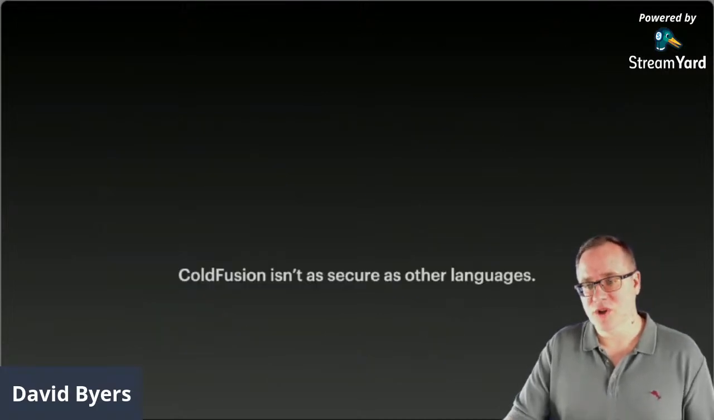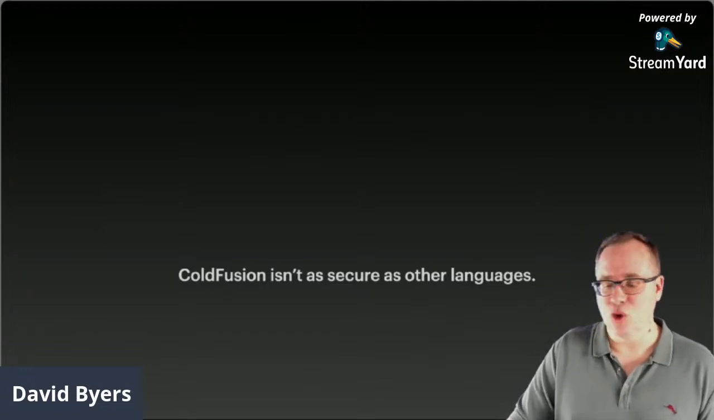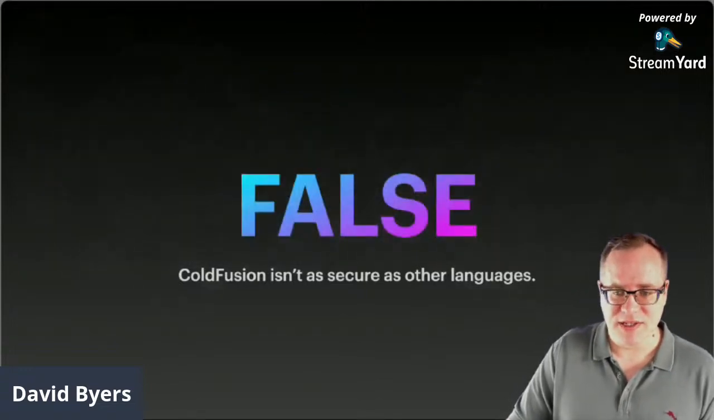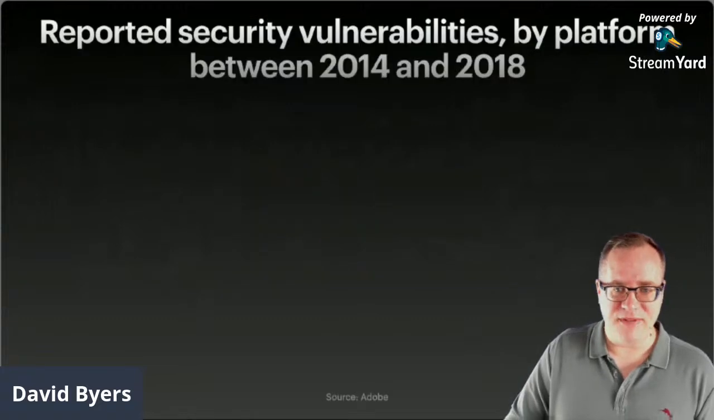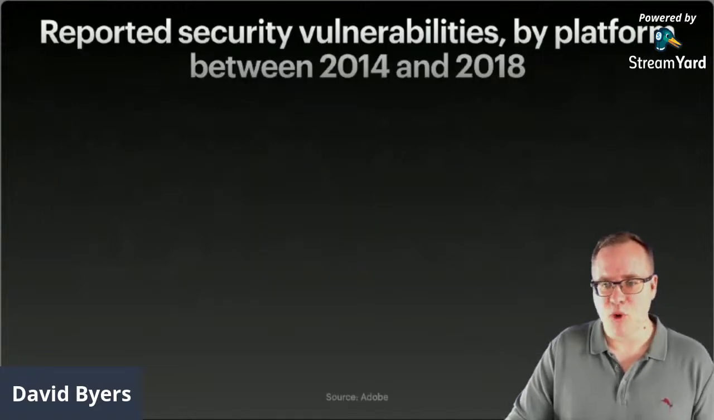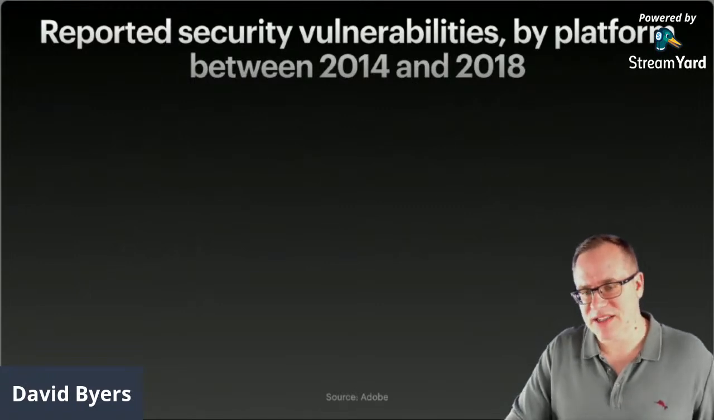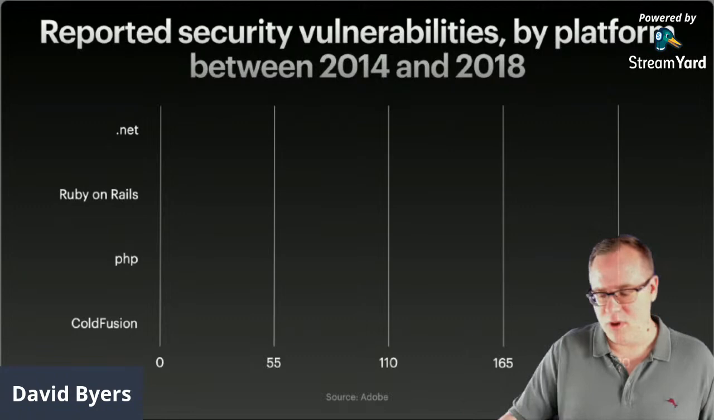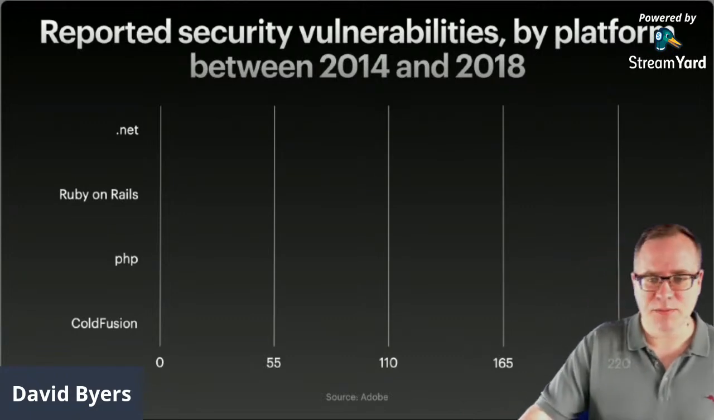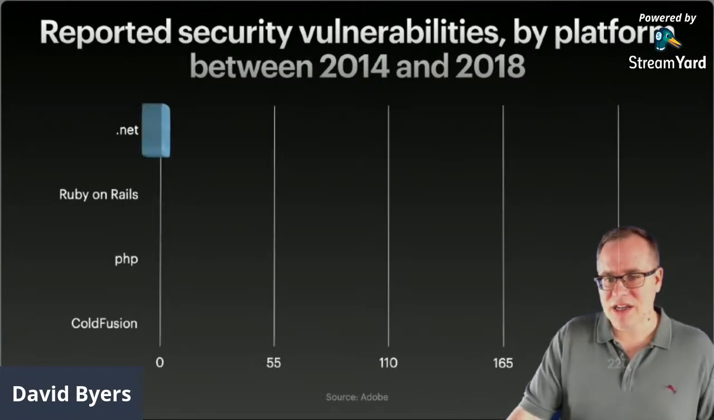Another assertion of ColdFusion is it isn't as secure as other languages. This is false. As a matter of fact, let's take a look at some reported security vulnerabilities by platform between 2014 and 2018. And we'll take a look at four of the big ones like .NET, Ruby on Rails, PHP, and ColdFusion. .NET did moderately well.